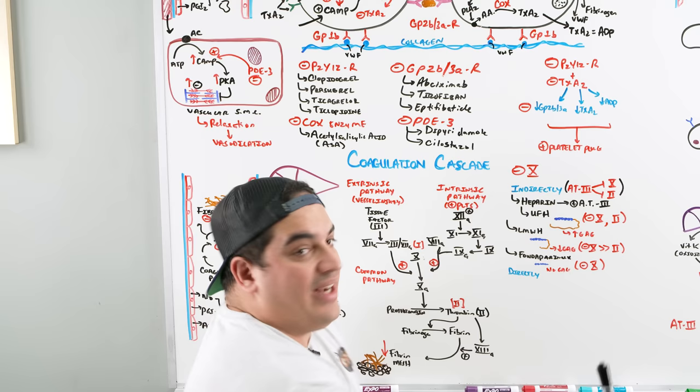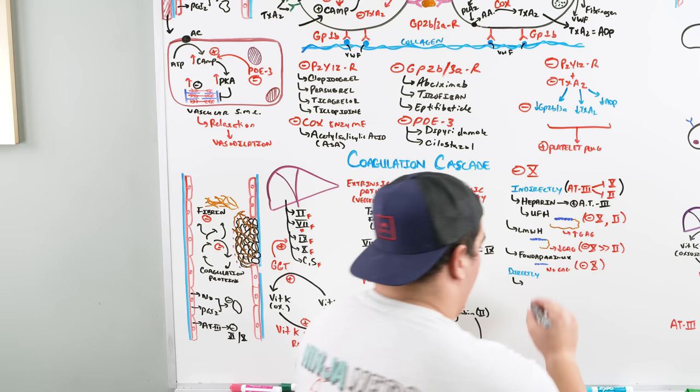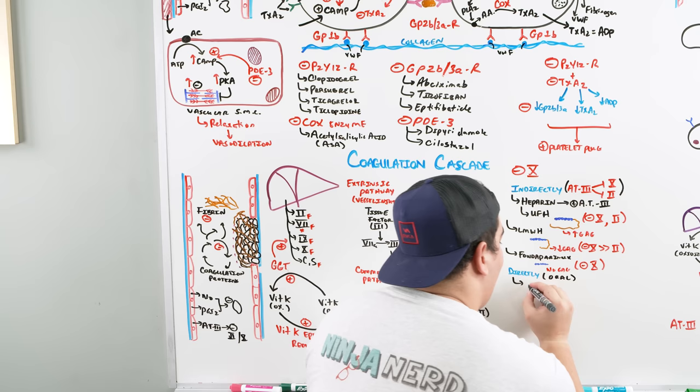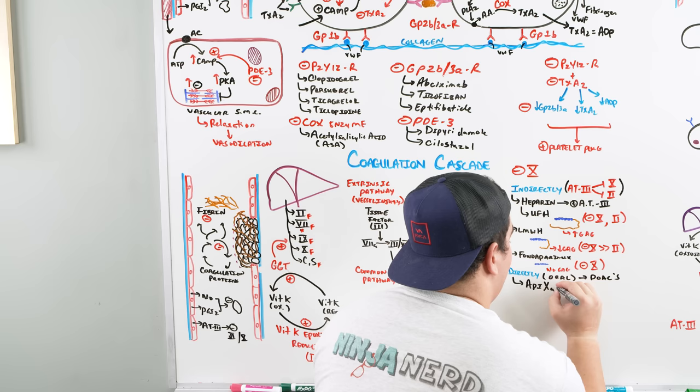So this is what's called your direct acting oral anticoagulants. These are usually oral agents. And I love these ones because their names are super cool. So we actually call these DOACs, okay? This is apixaban. Look at the name. Look at the name, my friends.